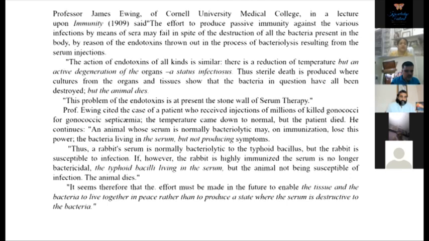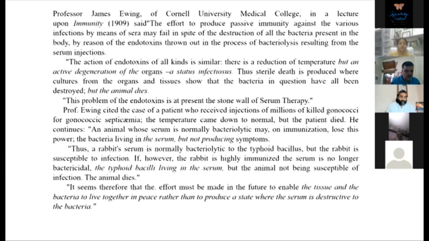Professor Ewing cited the case of a patient who received injections of millions of killed gonococci for gonococci septicemia. The temperature came down to normal, but the patient died. He continues, an animal whose serum is normally bacteriolytic may on immunization lose this power, the bacteria living in the serum but not producing symptoms.